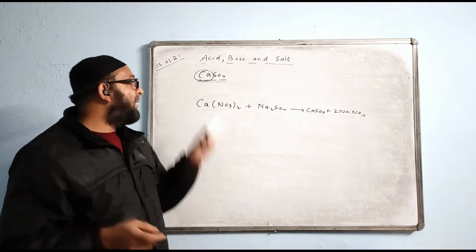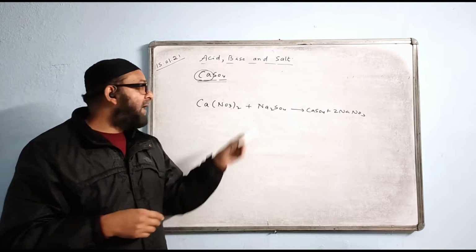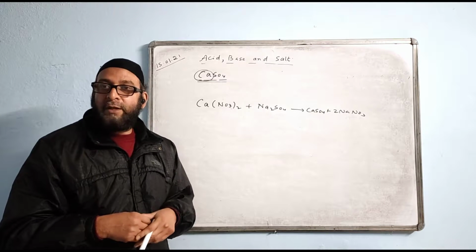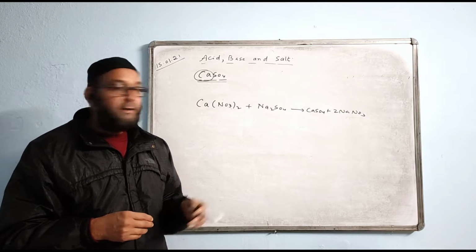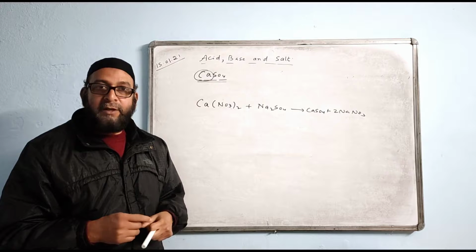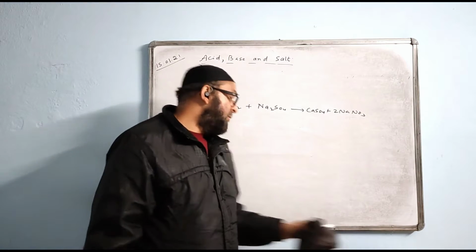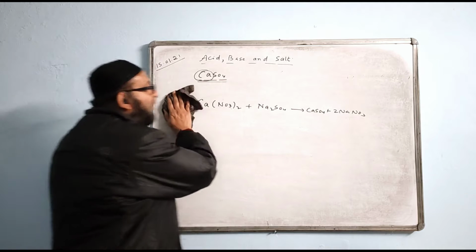Whatever metal you want, you take in the nitrate form, and whatever other part you want, you take in the sodium or potassium or ammonium form, and then the reaction takes place and you get it. This is called what type of reaction? Double decomposition. Good.